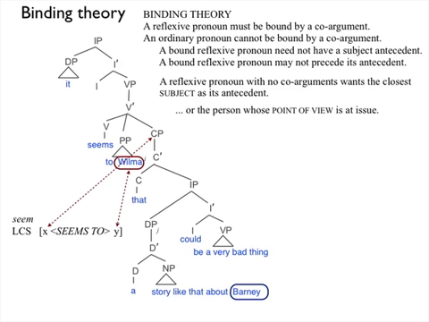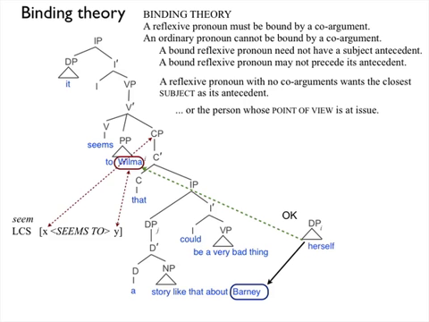That's what it means at some level. Point of view is kind of an abstract term, but it has to do with how a scene is being envisaged, right? And the person that's doing it with "seems" is the one that's specified by the "to" phrase. Okay, so we have, "It seems to Wilma that a story like that about Barney could be a very bad thing." "It seems to Wilma that a story like that about herself could be a very bad thing." Seems fine, right? Because, why?